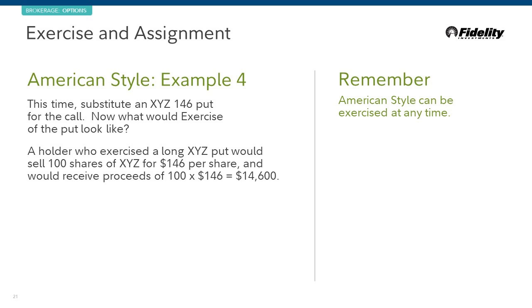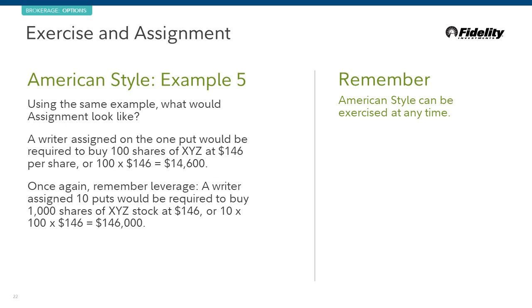And you probably see where I'm going with this, but in our final American style example, what happens if we are assigned and we were the seller of our put? Well, now we are obligated to buy shares. So keep that in mind. If you're going to be selling puts, you may want to hold aside the amount of cash to buy the shares.